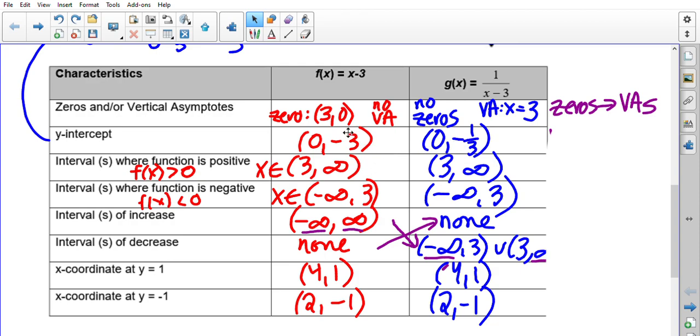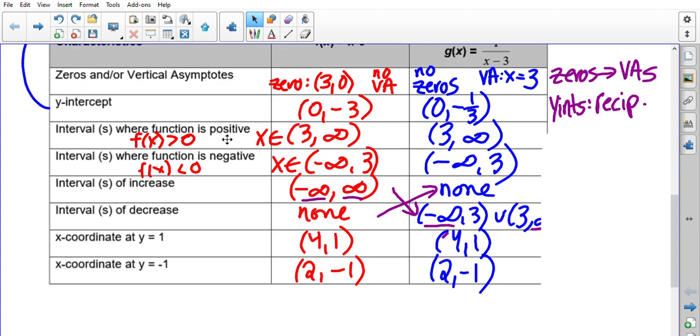So keep in mind, this isn't like negative reciprocals where the sign changes. You just flip the number. Okay, so the y-intercepts should be reciprocals of one another. Where the function is positive, you should notice for both graphs, it is the exact same. Where both functions are negative, also the exact same.